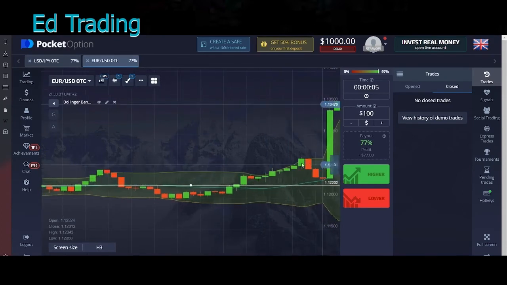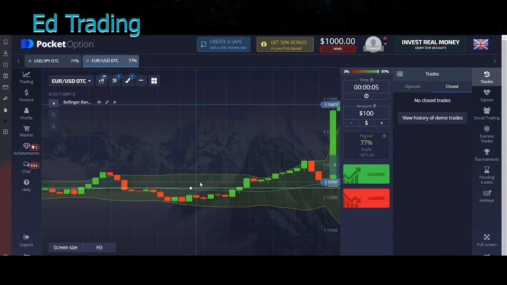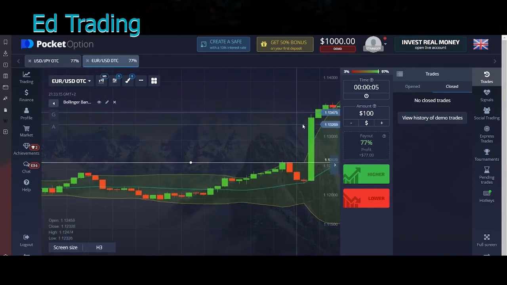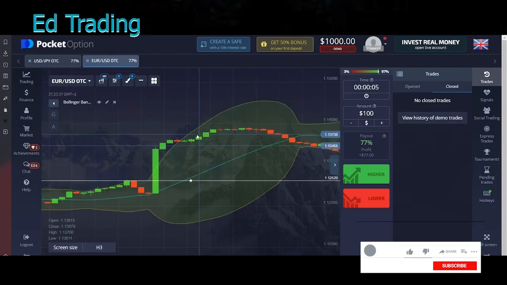Then you take your trend line again. You see retracement here, retracement here. Then you put it up. At the break, you buy, you buy, you buy. So that's all for this strategy.